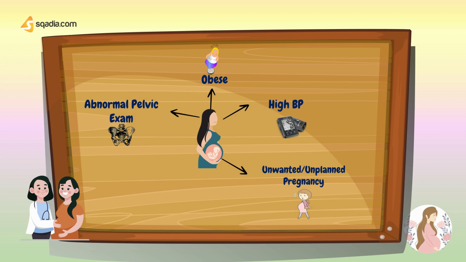The pregnancy is unwanted or unplanned, or the patient has difficulties in family or personal life. So now, if you are clear about your findings, you can manage your patient accordingly or do further investigations if required. That was all about the differential diagnosis of pregnancy.